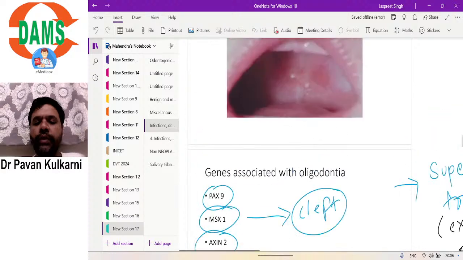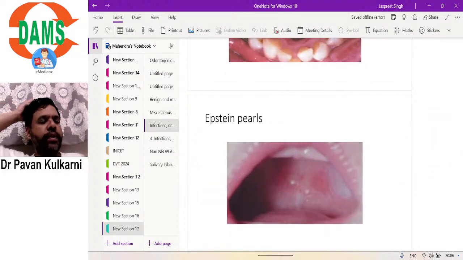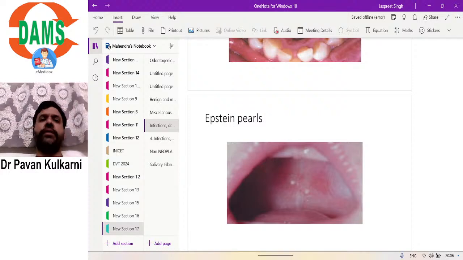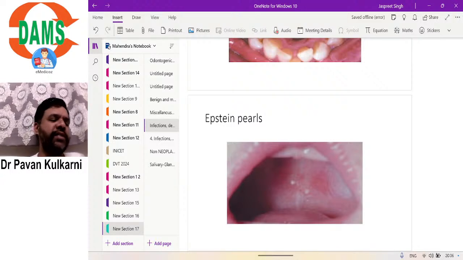Now these are nothing but the Epstein pearls. Now what are Epstein pearls? These are some disturbance which look like gingival cysts. All of us know about the gingival cysts, right? So gingival cysts of newborns. Even these look like the same gingival cysts, whitish colored nodules. But the difference here is that these nodules will occur along the mid-palatine raphe. That is why these are described as Epstein pearls. So you should be able to identify the image of an Epstein pearl.